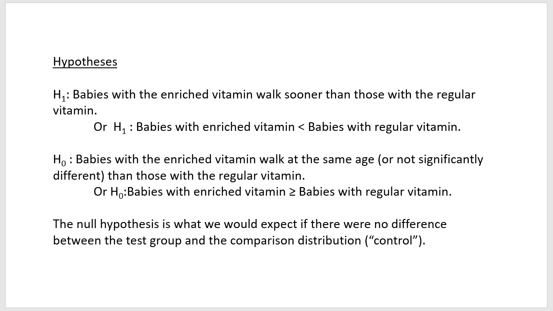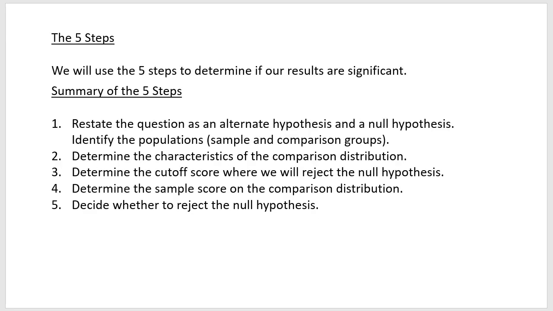Now, we have to go through a series of steps in order to determine if there is a significant difference between the baby that walked with the supervitamin and the babies who took the regular vitamins. We use 5 steps to do that. The first step is to restate the question as an alternate hypothesis and a null hypothesis, and to identify the populations, which we will call the sample and comparison groups.